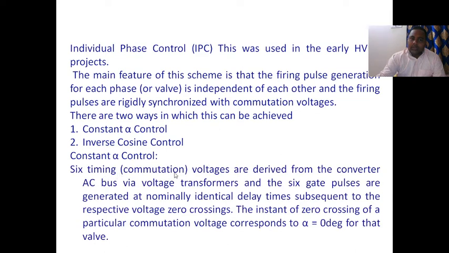So the timing voltages are derived from the converter AC bus via voltage transformer, and the 6 gate pulses are generated at nominally identical delay times subsequent to the respective voltage zero crossing. The instant of zero crossing of a particular commutation voltage corresponds to alpha equal to 0 degrees for that valve.